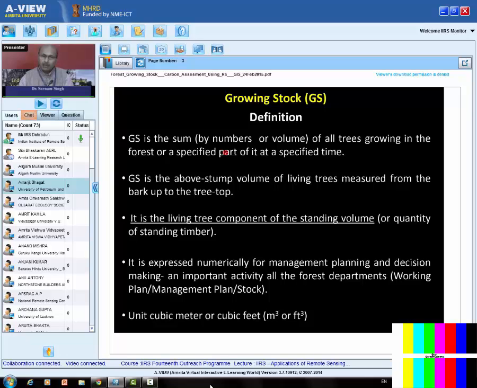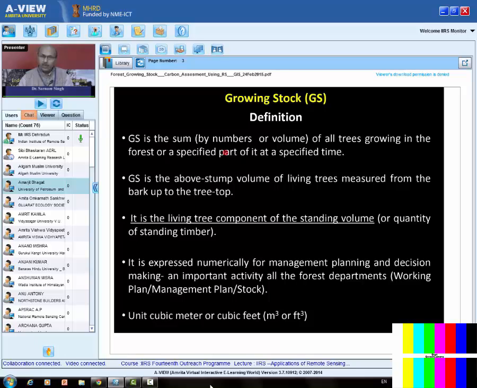It is the above-stump volume of the living trees. That means we don't consider the volume of the tree for commercial purpose from the base of the tree. It starts a little higher, it can be 1 meter or 1.5 meter above the ground, which is called a stump, and we try to measure up to the tree top. It is the living tree component of the standing volume, the standing timber, and that's called the growing stock.